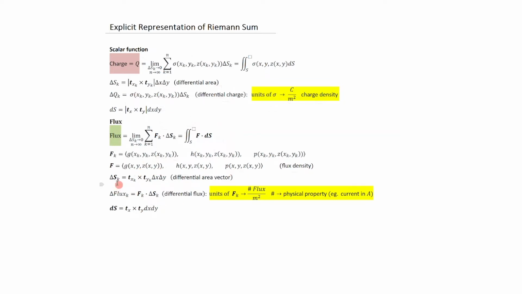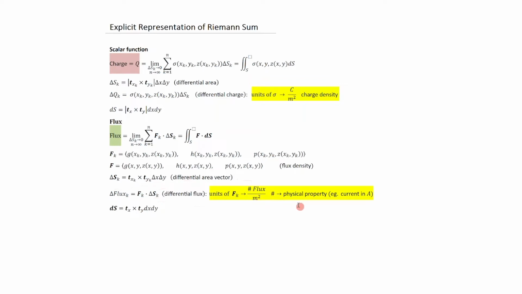So delta sk in this case would be tx delta xk cross ty subscript k delta x delta y. It's a differential area vector, and this is the differential flux associated with the differential area. The units of f of k will be some symbol, number, flux divided by meter squared.